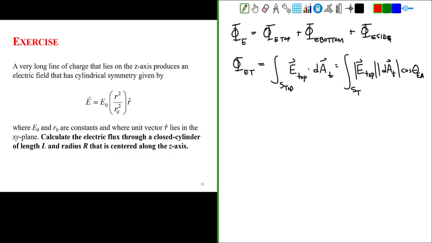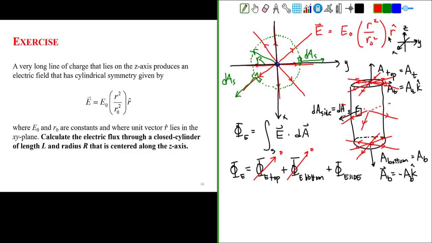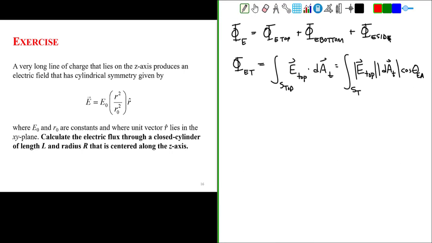Now, the angle, let's look at our previous page. The angle between the electric field and the area vector of the top surface is 90 degrees. So this is 90 degrees, and the cosine of 90 degrees is 0. This means that the electric flux through the top surface is equal to 0. Similar for the bottom surface.